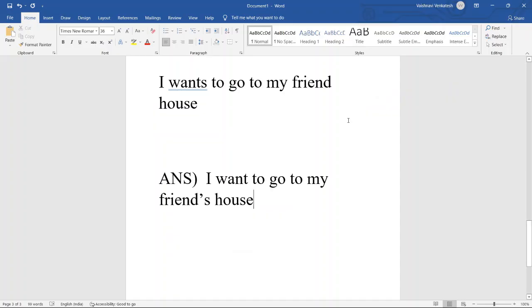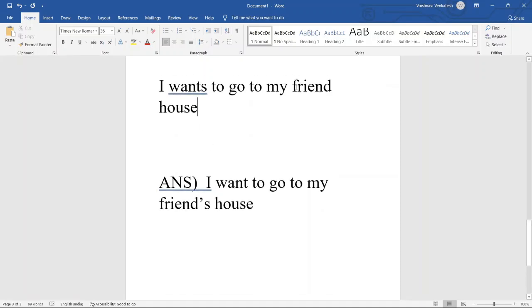So this is the correction that has to be made to the sentence. This was the wrong sentence: I wants to go to my friend's house. This is wrong because I wants is not right grammar. It will be I want, and then friend house is not the right sentence again. It's not friend house, it's your friend's house. You're going to someone. You're going to your friend's house. He owns the house, so it will not be friend house. It will be friend's house.